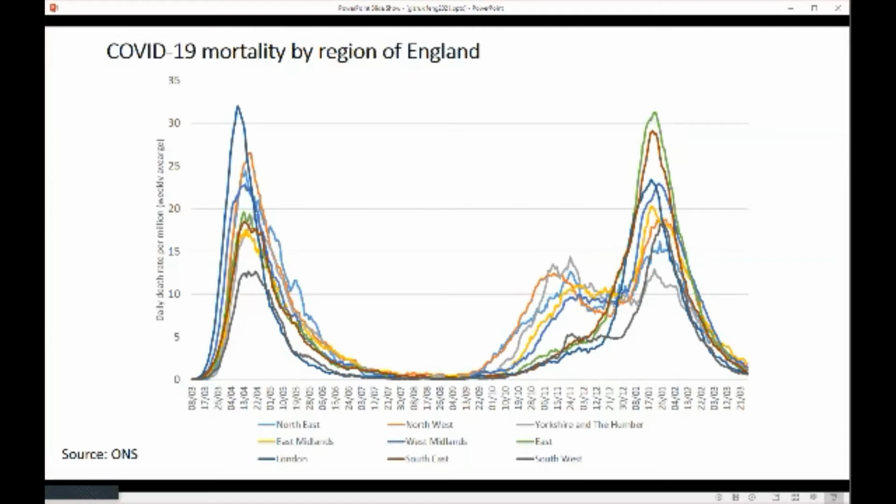When it came to the second wave, there seem to be 1 or 2 minor peaks. If we look at the large peak, Yorkshire and Humber actually had the highest mortality rate, and London's mortality rate has been declining over time. So there was quite significant regional variation in terms of mortality.